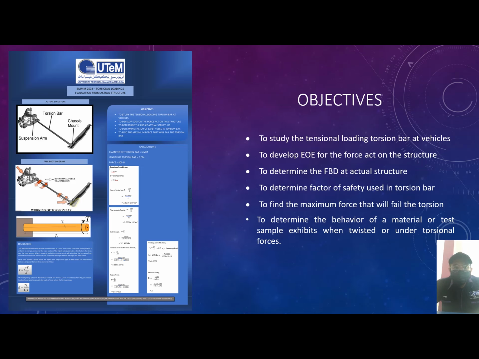Okay, let's go to the next slide. This picture shows us the working of the torsion bar. You can see the shaft rotation and force transmission. Okay, that's all from me. I pass to other members. Thank you.